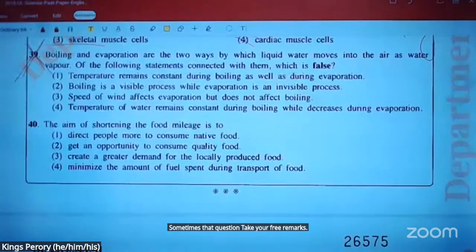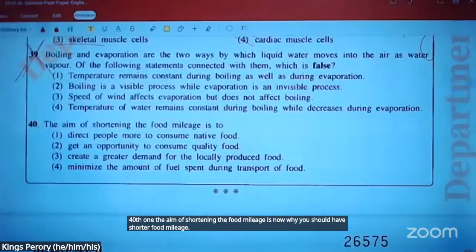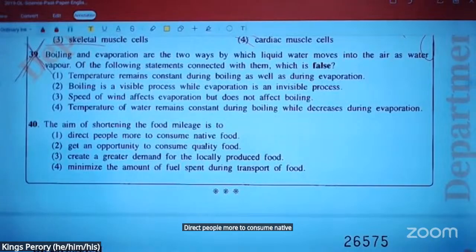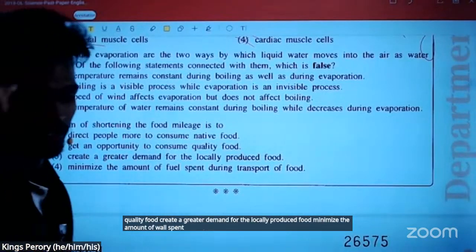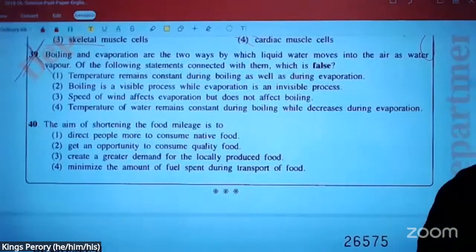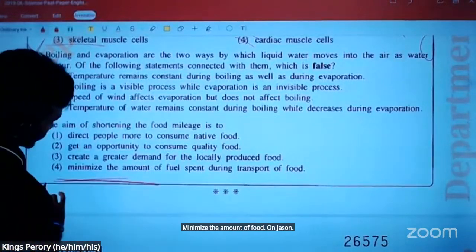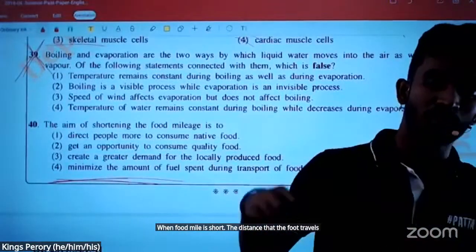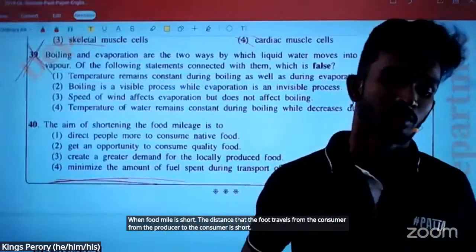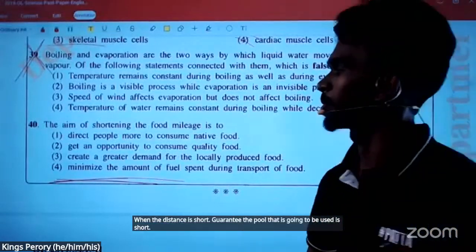40th one. The aim of shortening the food mileage is. Now, why should you have shorter food mileage? Direct people more to consume native food, get an opportunity to consume quality food, create a greater demand for locally produced food, minimize the amount of fuel spent during transportation. What do you think? Minimize the amount of fuel. When food mileage is short, the distance that the food travels from the producer to the consumer is short. When the distance is short, guaranteed, the fuel that is going to be used is less.